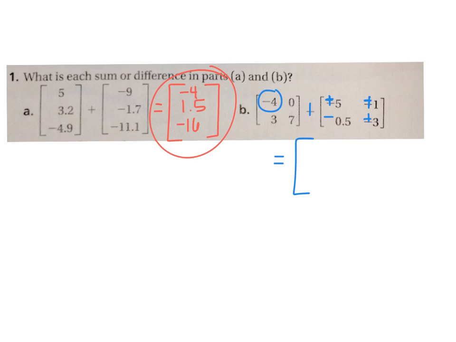-4 plus +5 is going to be 1. 0 plus +1 is going to be 1. 3 plus -0.5 is 3 minus a half, which is 2.5. And then 7 plus +3 is going to be 10. There's your answer.